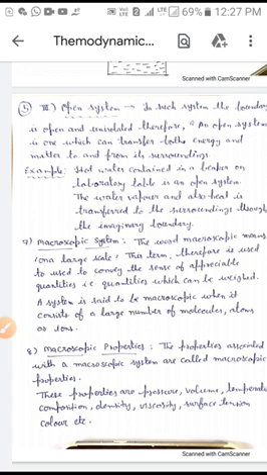After that, the state of system, we will proceed in the next lecture.